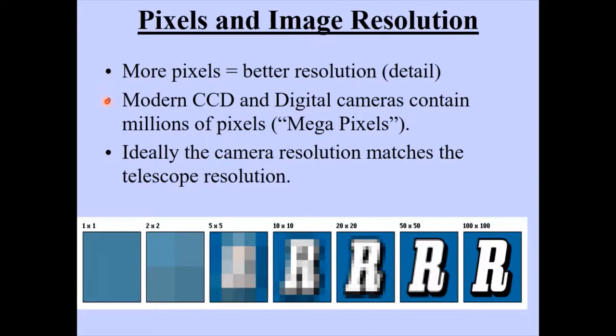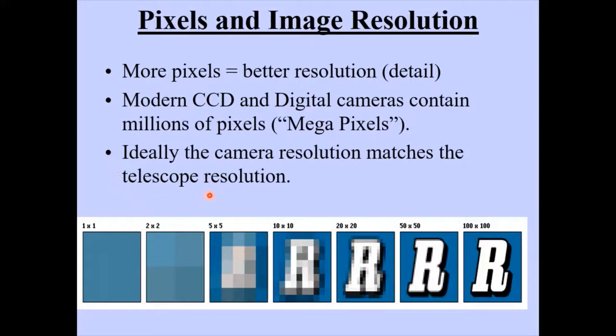Modern cameras for astronomy, or even digital cameras that you buy off the shelf, contain millions of pixels, and those are known as megapixels. Remember, the word mega means million. So if your camera is a 6 megapixel camera or detector, that means it has 6 million of those pixels in rows and columns on the detector. And ideally, the camera resolution will match the telescope resolution.